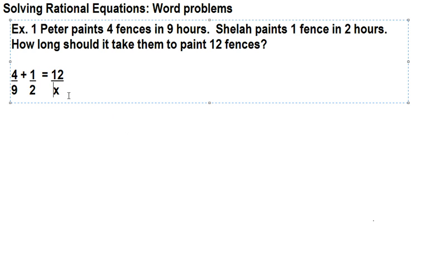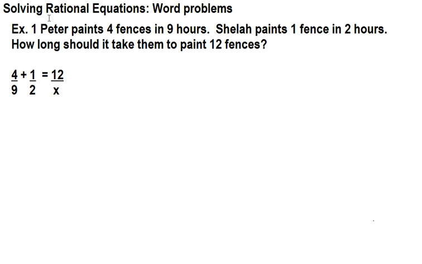And so all of these ratios we're setting up the same. Amount, fences per hour, 4 and 9. Fences per hour. This is Peter, this is Sheila. And then this is their total. They are supposed to be painting 12 fences, and we want to know in how long. So we're putting that X there. So now you've set up an equation. You're going to go through solving rational word problems, or solving rationals just like you would in a normal instance.